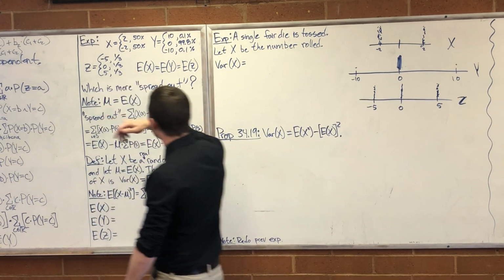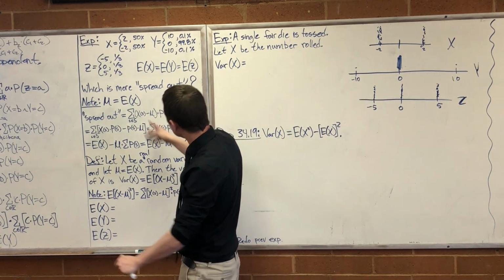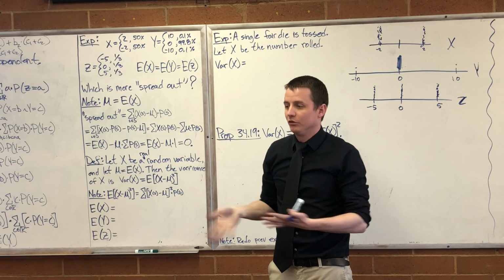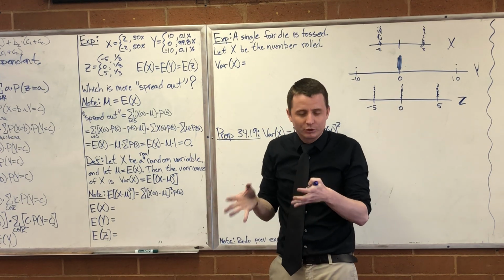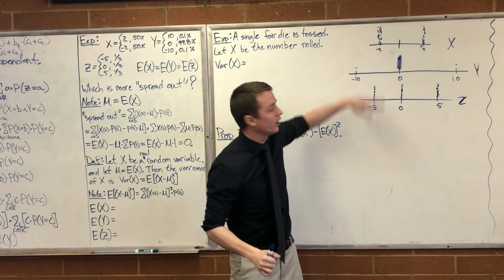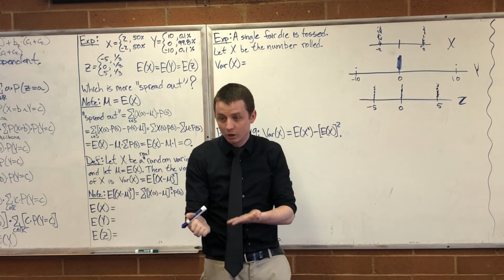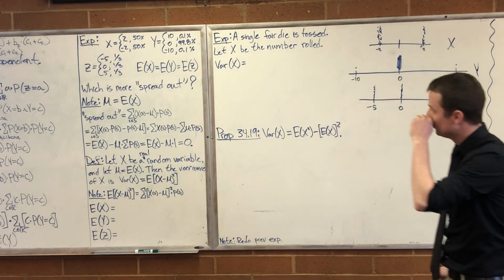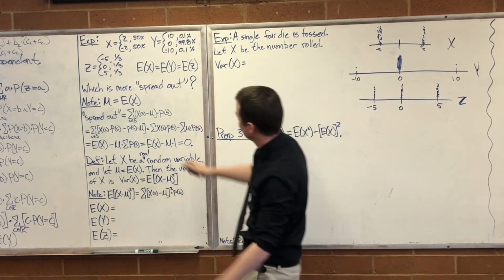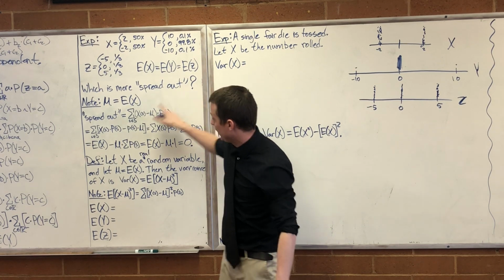Are you not going to tell us which one's most spread out? We're going to calculate it. The whole point of variance is trying to come up with a way of calculating exactly which one's the most spread out. So we don't need to sit here and argue about which one feels the most spread out to me. Let's come up with a way to calculate it, and then we'll say right answer versus wrong answer. All right, so which is the most spread out?